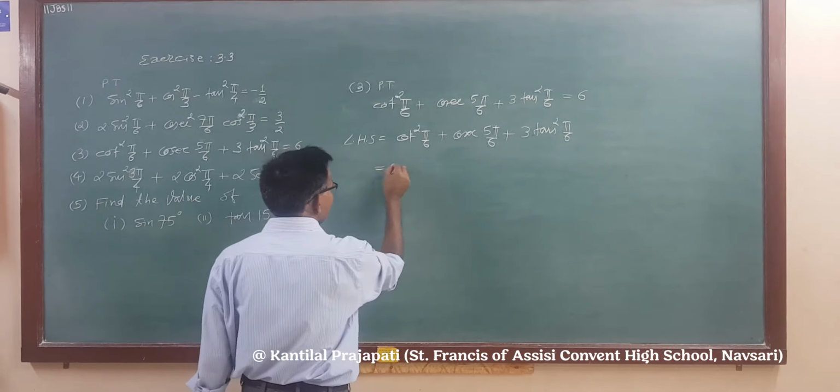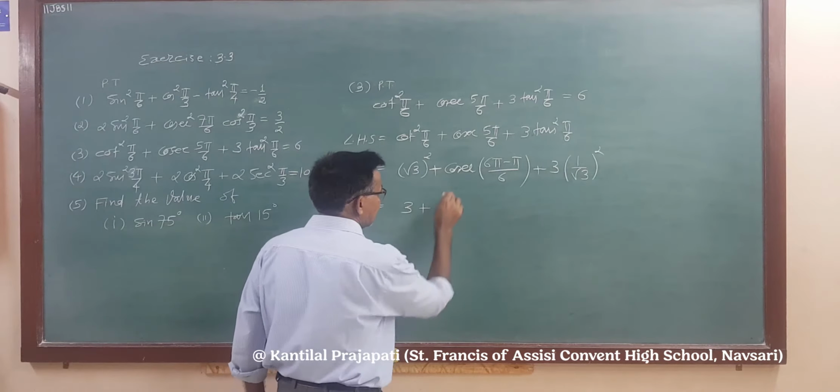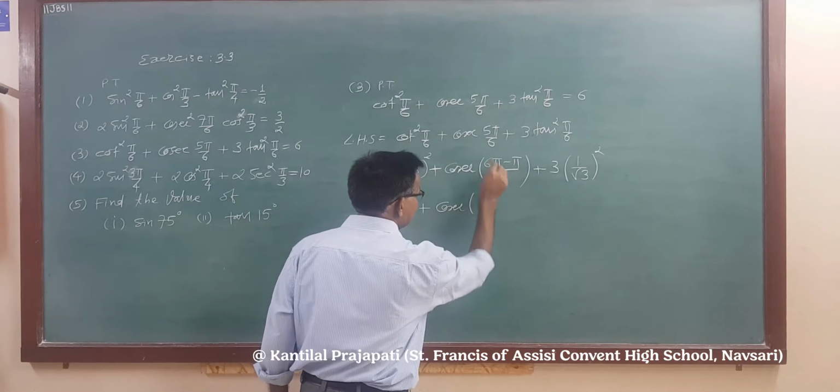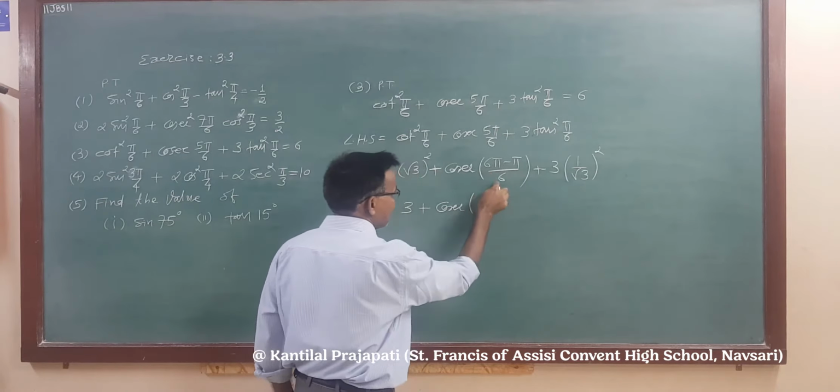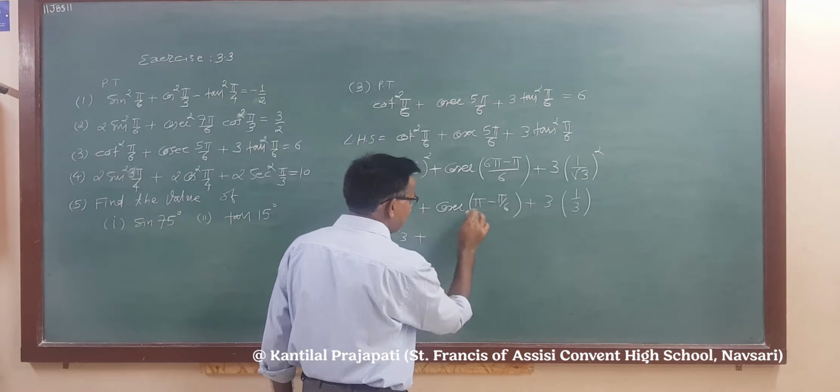Tan pi by 6 is the ratio of sin and cos. Sin pi by 6 is 1 upon 2. Cos pi by 6 is root 3 by 2. So 1 upon 2 upon root 3 by 2, that is 1 upon root 3 whole square. Right? This way, root 3 square is only 3. Plus cosec, what is this? 6 pi upon 6, each term dividing by 6. So 6 pi upon 6 is pi minus pi by 6, plus 3 into 1 by root 3 square, that is 1 upon 3. Right? And it is equal to 3 plus cosec pi minus pi by 6.